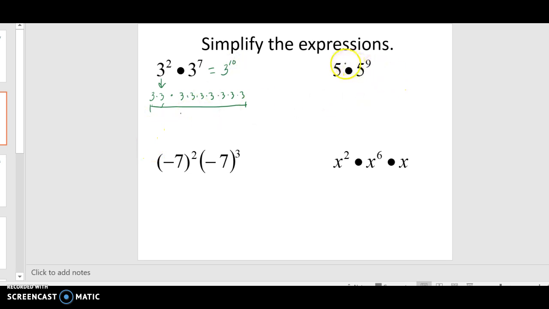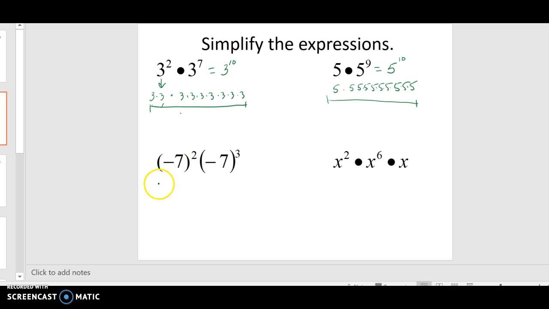Now over here, I have 5 times. How many 5's do I have here? 1, 2, 3, 4, 5, 6, 7, 8, 9. And these are all linked by multiplication. So if I had to rewrite this using exponents, I would write it as one base 5, because that's the number being repeatedly multiplied, and raise it to how many 5's am I multiplying?